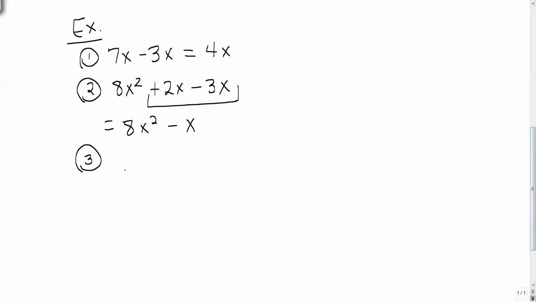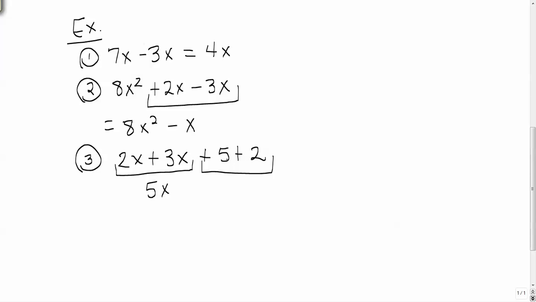Okay, if we have one like 2x plus 3x plus 5 plus 2. Okay, these two are like terms, and these two are like terms. So if we combine our 2x and 3x together, that gives us 5x. 5 plus 2 is 7, and it's a positive 7, so you're going to put a plus 7.